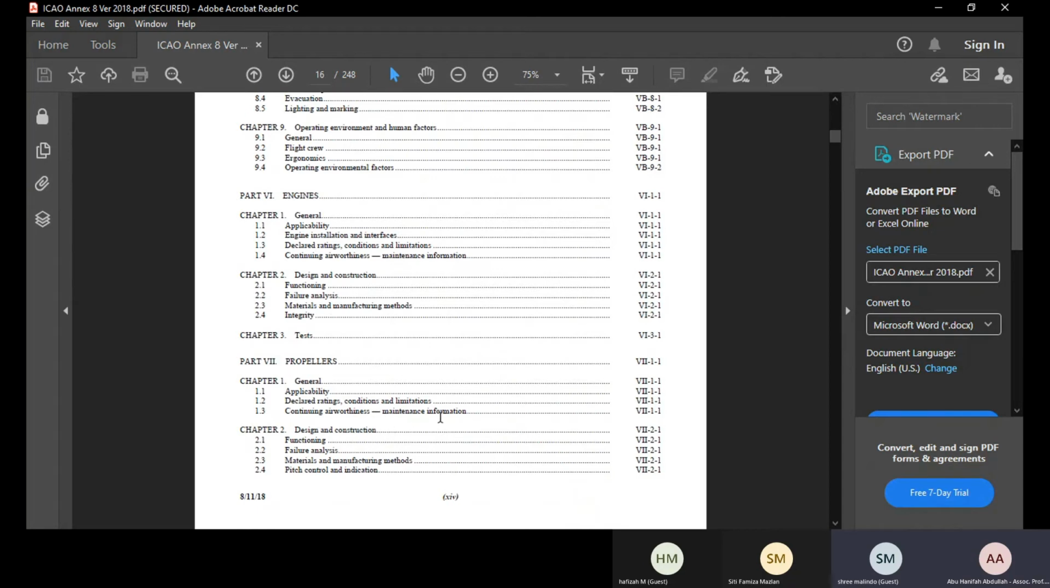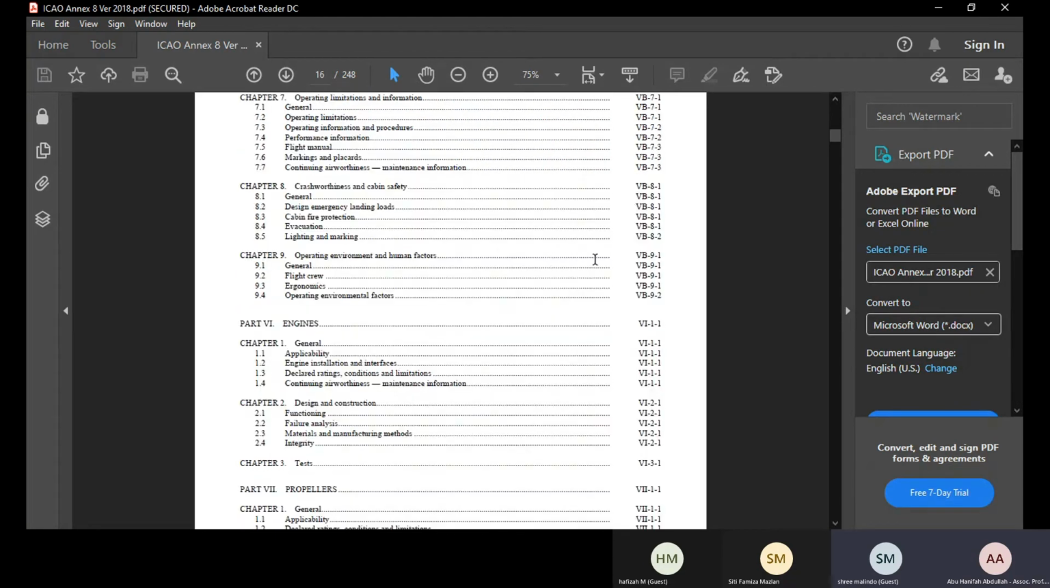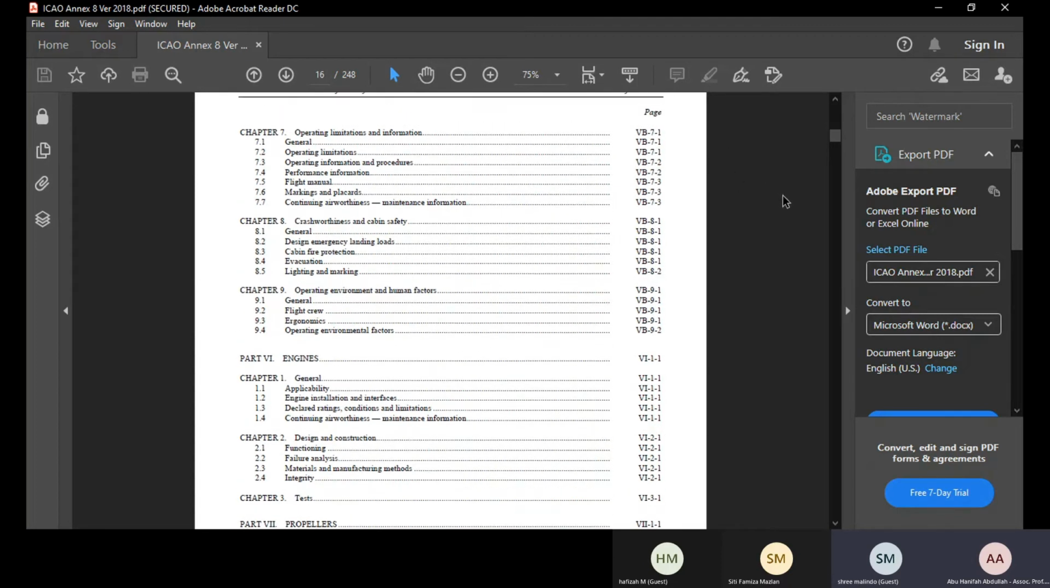So everything is in here. What I'm trying to show you is that the design requirements that we see, CS, FAR Part 25, Part 23, 27, CST, all the design requirements that you see, where the aircraft is designed to, were from this ICAO airworthiness, ICAO Annex 8 aircraft airworthiness. This is the basis.